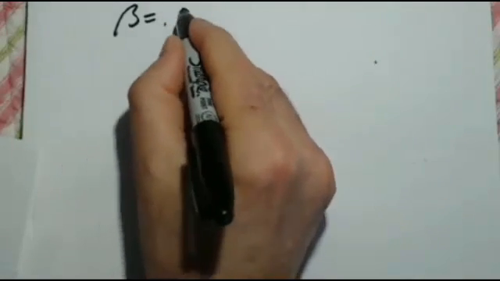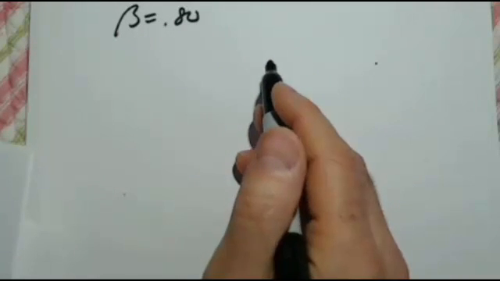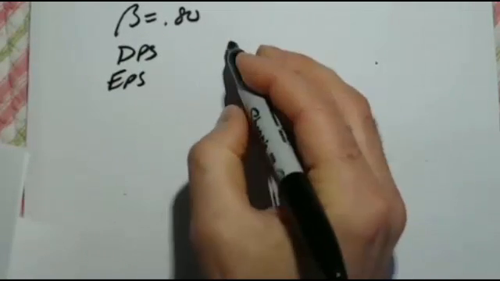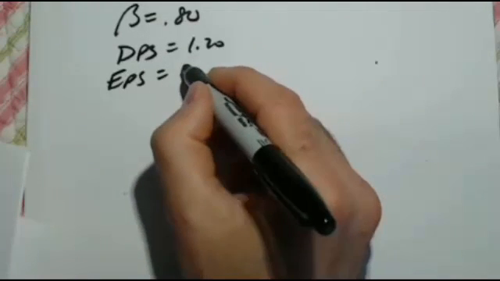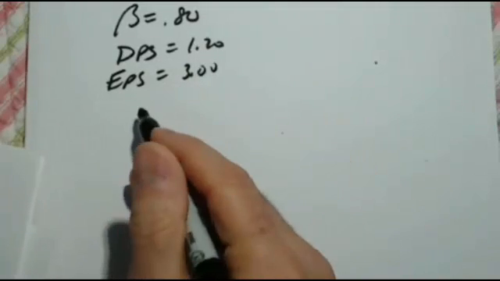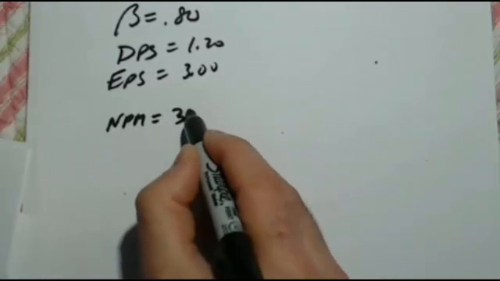So assume that the beta on ABC company is 0.8. Its earnings per share and dividends per share next year are expected to be $1.20 for dividends per share, and earnings per share are $3. A review of the firm's financial statements indicates that net profit margin is 3%.